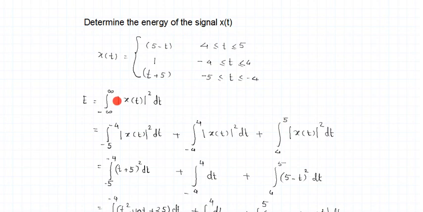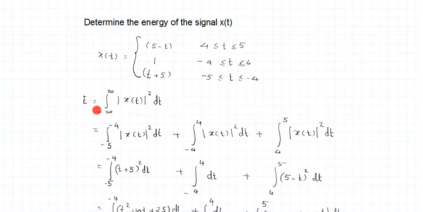So let us start with the energy equation. We know energy is defined as the integral from minus infinity to plus infinity of mod of x(t) square dt. Be careful when you write the energy equation whether you are applying it for a CT signal or a DT signal. The given signal is a CT signal, so here comes the integration, minus infinity to plus infinity mod of x(t) square dt.